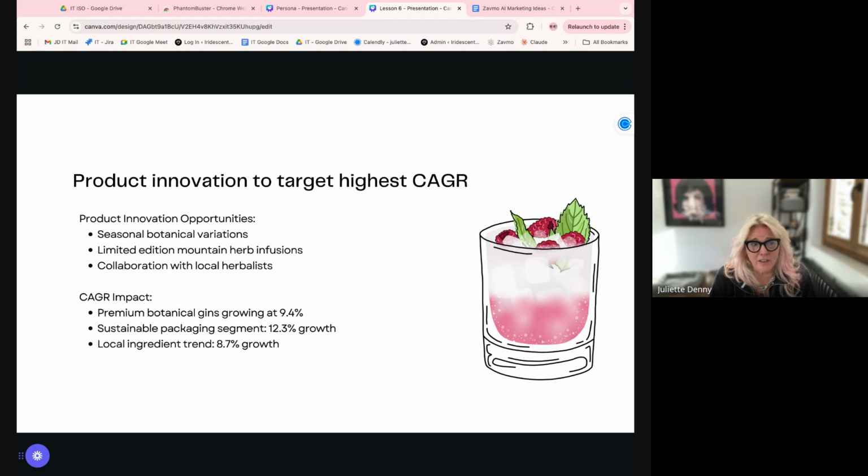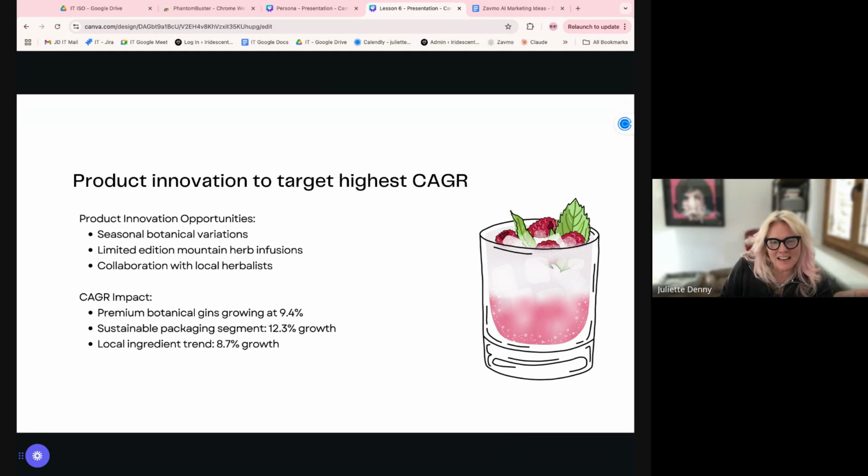So in the gin market at the moment, the areas that are the most high growth are botanical variations. So you can sell gin for higher if you've got botanical variation. Limited editions, people love limited editions. They might be interested in things like mountain herb infusions, and collaboration with local herbalists, which will certainly help your marketing as well as your product innovation.